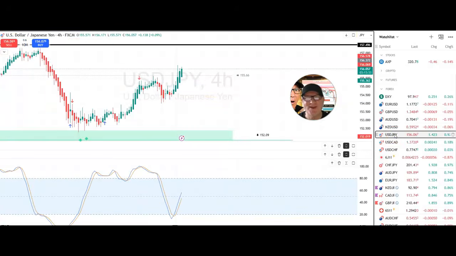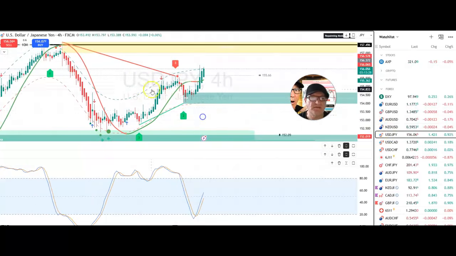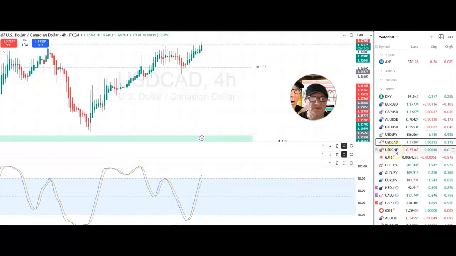Congratulations on the US yen. If you traded that this week or last week when we did it, then of course we banked a few hundred pips there. Thank you very much.